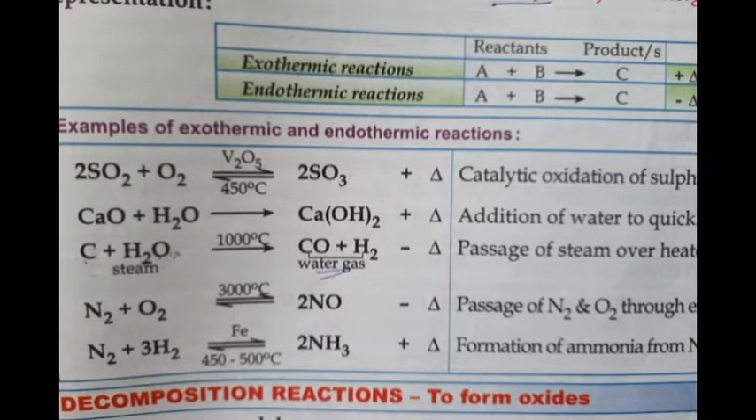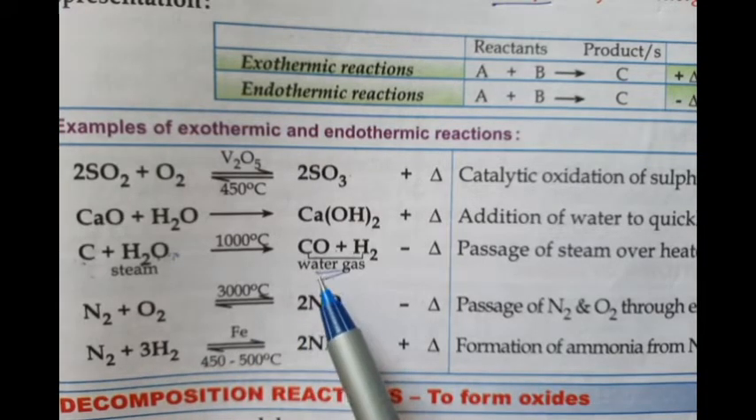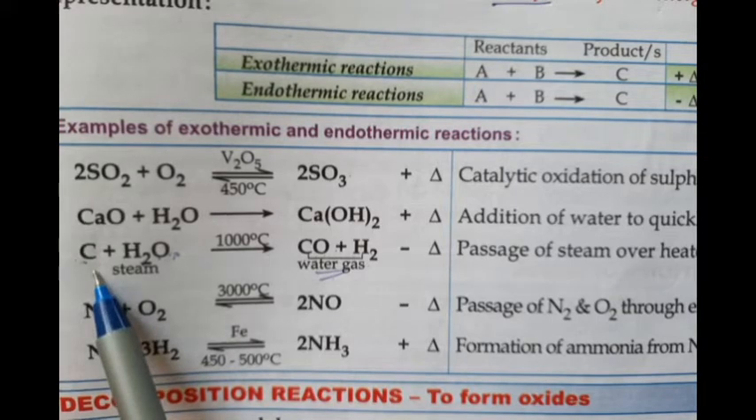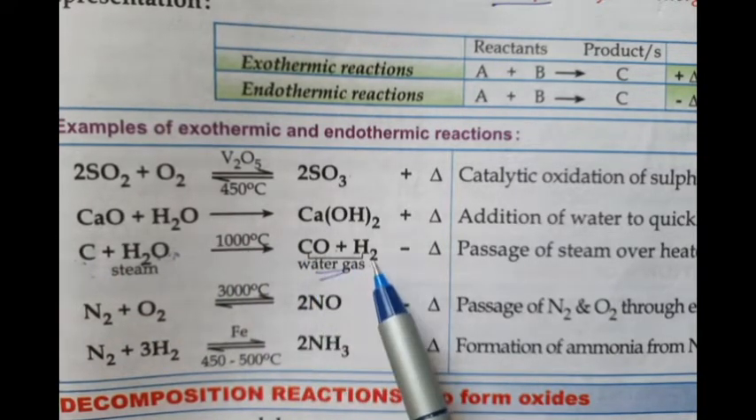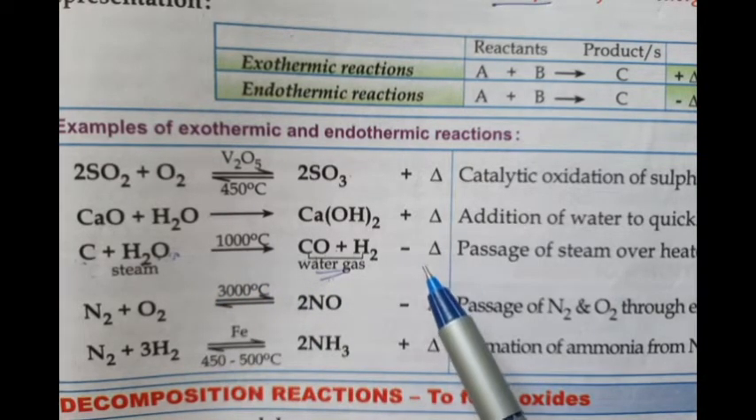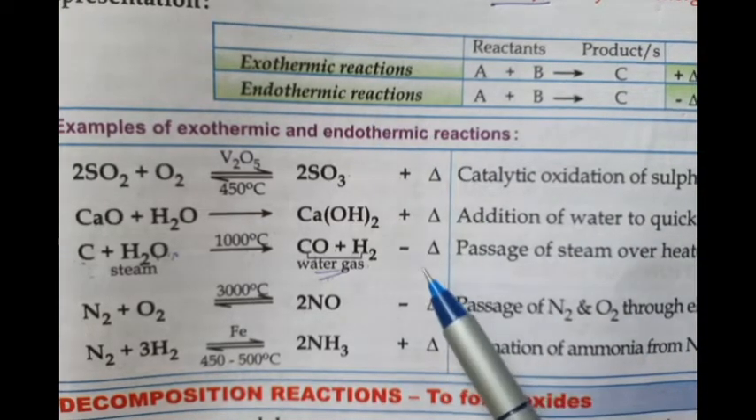So if anyone asks you what water gas is, you will say that it is the mixture of carbon monoxide and hydrogen gas. When you react carbon with steam at 1000 degrees Celsius, you get the mixture of carbon monoxide and hydrogen gas, that is water gas. And this is an endothermic reaction, because minus triangle means minus heat, means endothermic reaction.